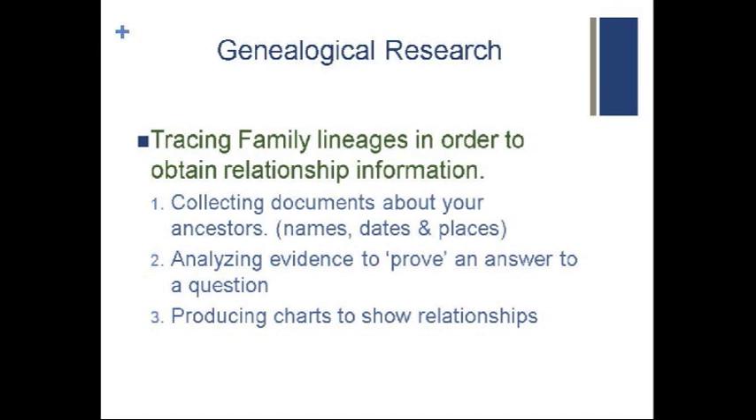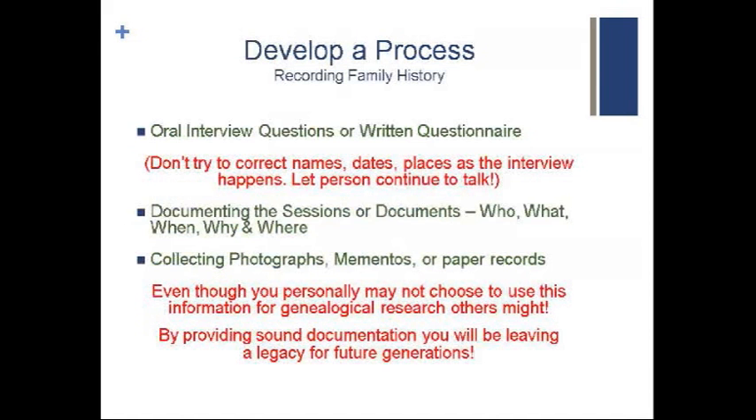You're going to get to a point where records don't prove specifically. And so we'll have to analyze the evidence to kind of give a preponderance of evidence to say there isn't anything that says this is not true, and everything kind of leans toward that being true. And then genealogical research usually produces charts to show the relationships.